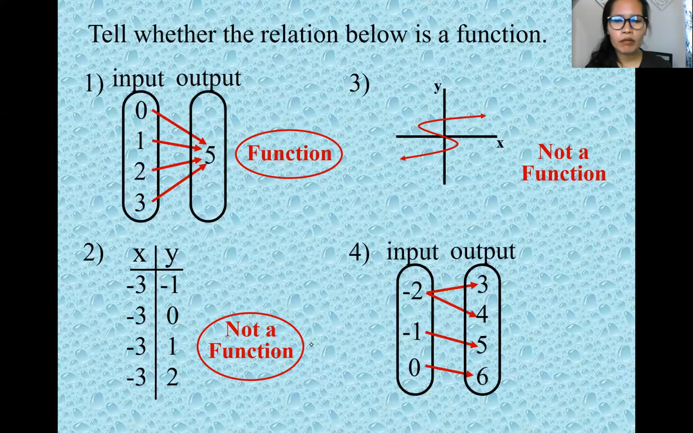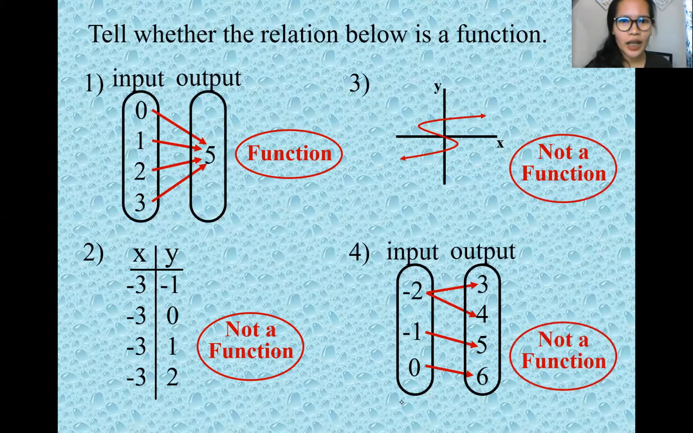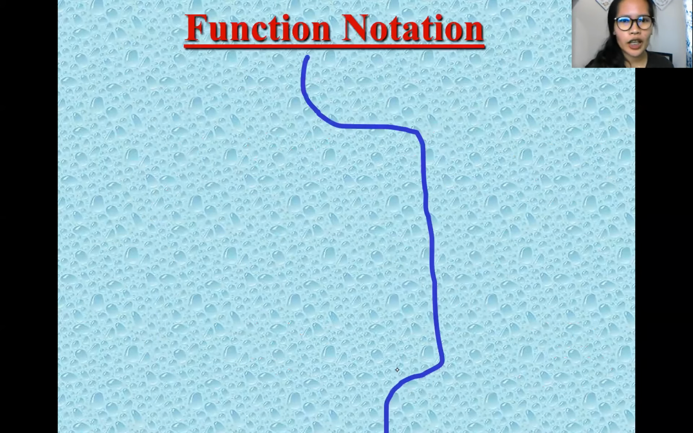Okay, how about number 4? We have the input negative 2, negative 1, and 0. Output, we have 3, 4, 5, and 6. Ordered pairs, we have (negative 2, 3), (negative 2, 4), (negative 1, 5), (0, 6). So since nagbalik-balik ang negative 2, then this is not a function. Are we clear?